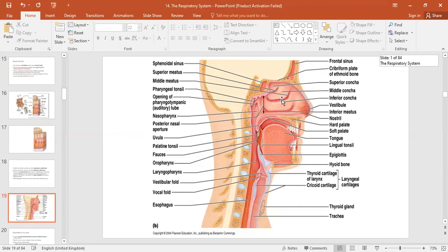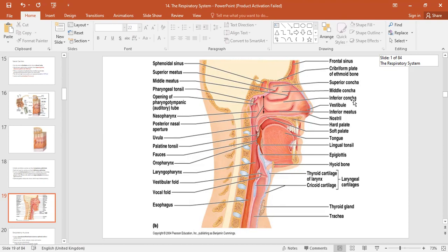So once they are covered with epithelium, we call them conchae, or concha if it's one. Conchae, if they are plural, you add E last. But if it's one, you just remain at A. Superior concha, middle concha, and inferior concha. But if you remove that, they are just bones. So we call them turbinate bones.